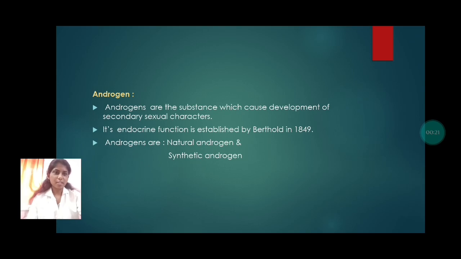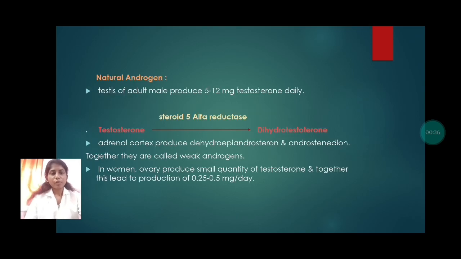Androgens are the substances which cause the development of secondary sexual characters. Its endocrine function was established by Berthold in 1849. Androgens are of two types, natural androgens and synthetic androgens. So what are the natural androgens? The testes of an adult male produce 5 to 12 mg of testosterone daily.